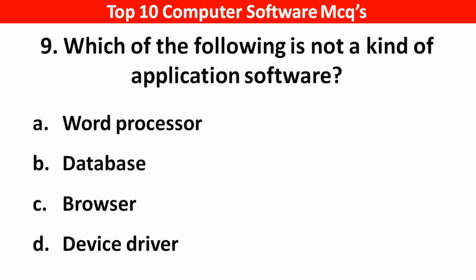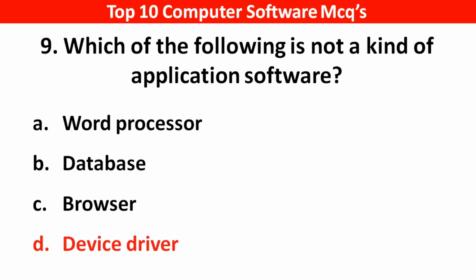Next question. Which of the following is not a kind of application software? Options A, word processors. B, database. C, browsers. D, device driver. Right answer is option D.